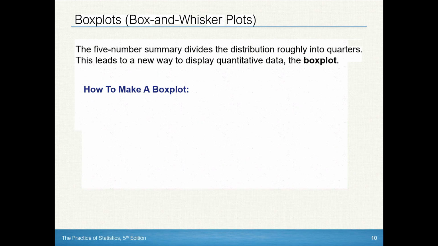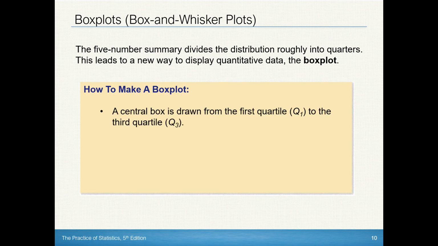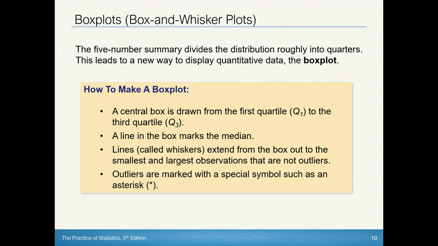That 5-number summary leads straight into a box plot. Here's how to make a box plot. Make a box from Q1 to Q3, put the median in there, put whiskers out to the smallest and largest observations that are not outliers, and then in a modified box plot, we will mark outliers with an asterisk.